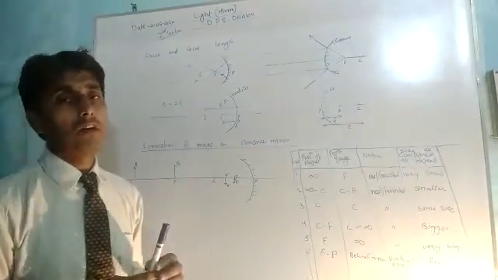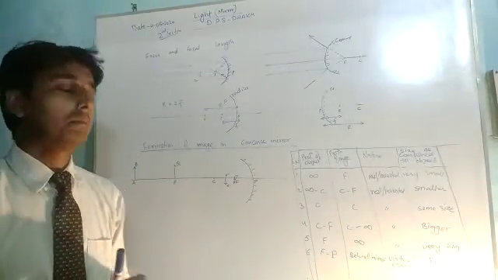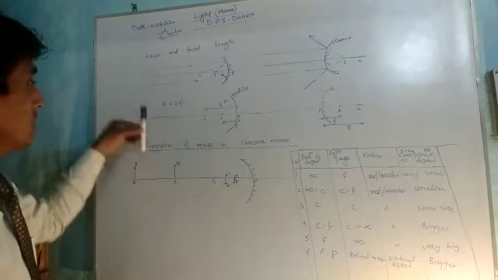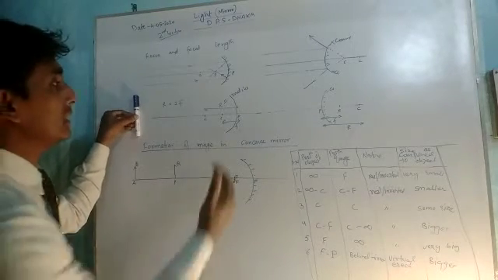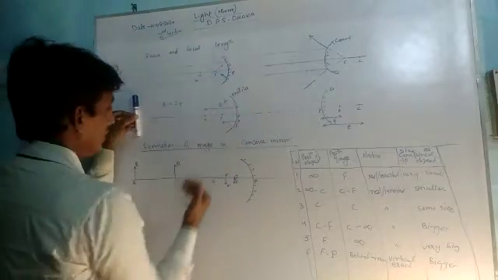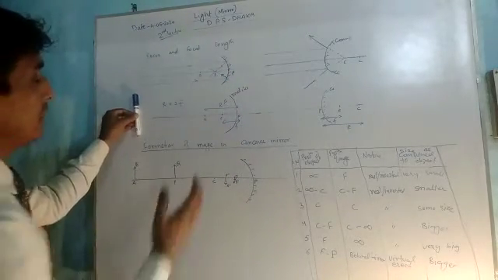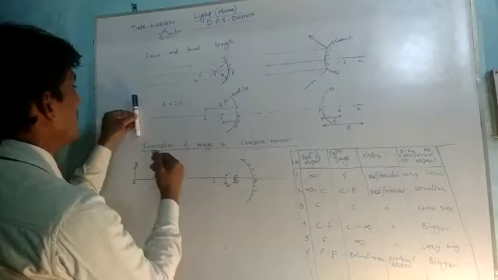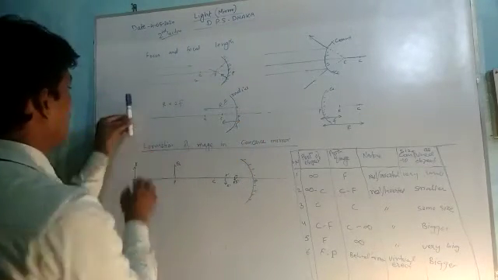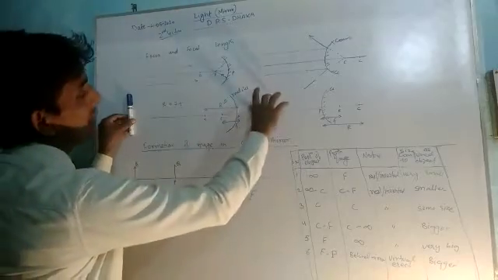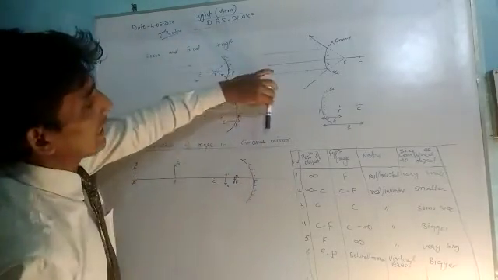So what do you mean by inverted image and erect image? Inverted image means, if the object is placed like this, suppose this is a pen, this is the object and this is a mirror. If it is an erect image, here the image will be like this, and if the object is placed like this, if the image is inverted, the image will be like this.